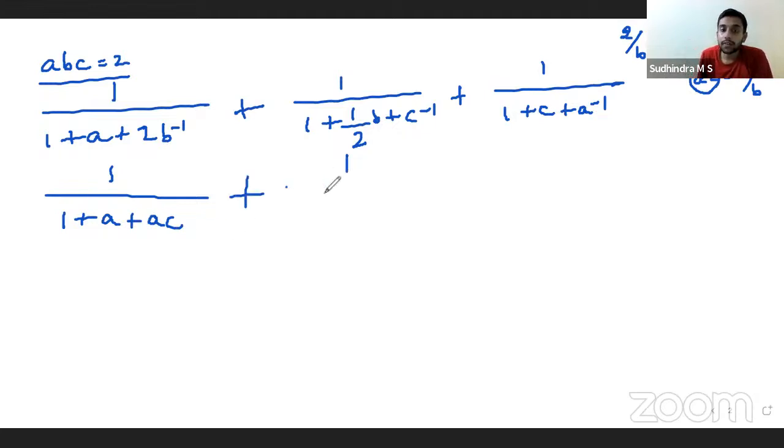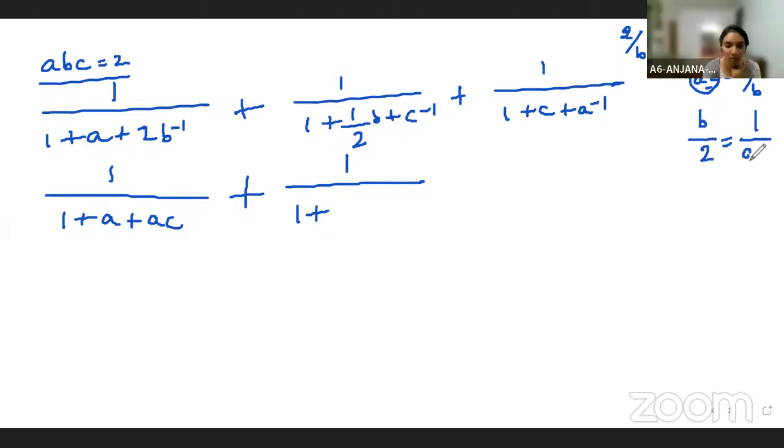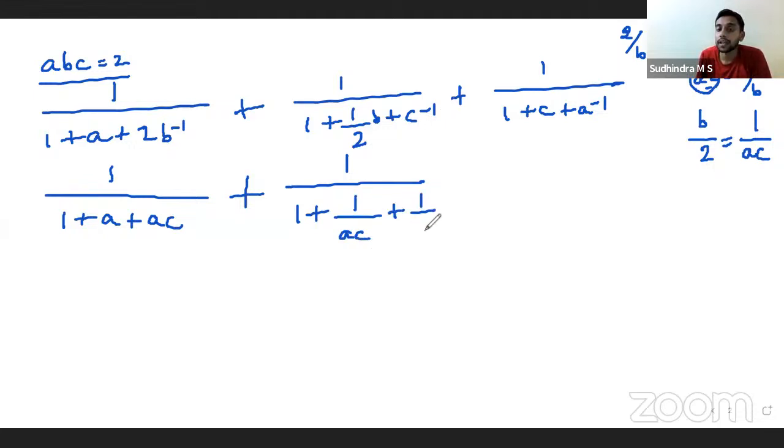Similarly, 1 divided by 1 plus 1 by 2b. Now this is b by 2, half of b is b by 2. We know ac is equal to 2 by b. If I write the inverse of it, b by 2 will be equal to 1 by ac. So 1 divided by 1 by ac plus c to the power of minus 1 can be written as 1 by c. Then 1 divided by 1 plus c plus 1 by a.